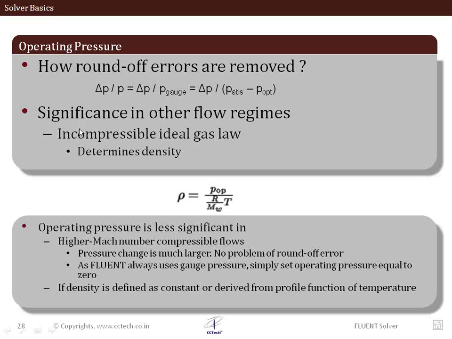And in another case, when I'm using an incompressible ideal gas law for determining density variation with respect to temperature, that is the other case in which it's important to mention the operating pressure, because that operating pressure will be used for calculation of the density. Operating pressure is not so significant in high Mach number flows, or if, let's say, the density is being defined independent of the operating pressure. In that case, it can be a function of temperature or other functions, and the operating pressure is not really going to be used.